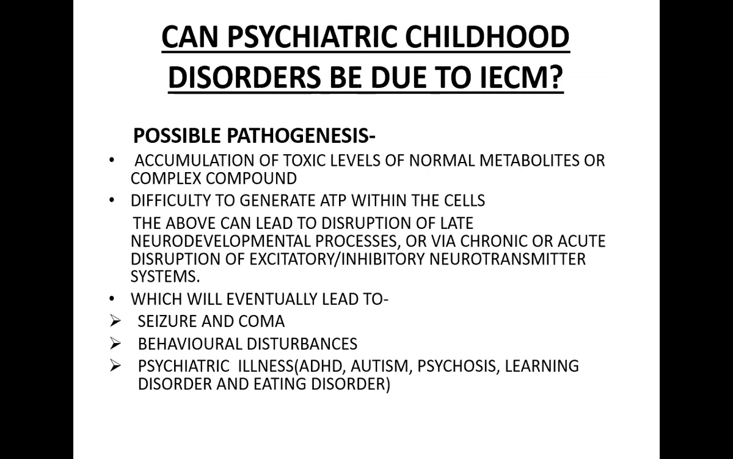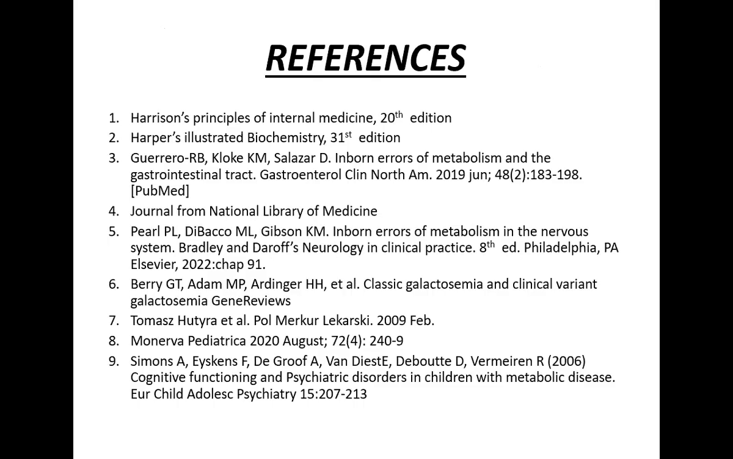Now we come to the topic: can psychiatric childhood disorders be due to inborn errors of carbohydrate metabolism? Researchers have done very little work on this topic, and they found the possible pathogenesis to be accumulation of toxic levels of normal metabolites or complex compounds in cells and neural pathways. Since carbohydrate is a main source of generating ATP, the second possible pathogenesis is difficulty generating ATP within the cell as much as required. This can lead to disruption of late neurodevelopmental processes, or chronic or acute disruption of excitatory-inhibitory neurotransmitter systems, which will eventually lead to seizures and coma, behavioral disturbances, and psychiatric illnesses like ADHD, autism, psychosis, learning disorder, and eating disorder. These are my references.